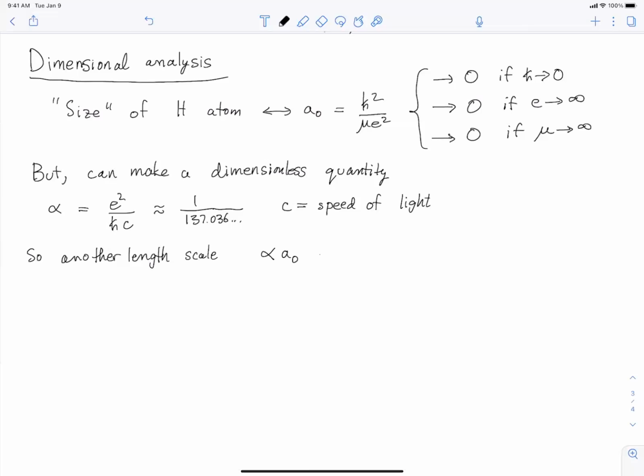And this is actually given a name. This is called the reduced Compton wavelength of the electron. The symbol sometimes looks like a lambda with a slash. This is the reduced Compton wavelength.